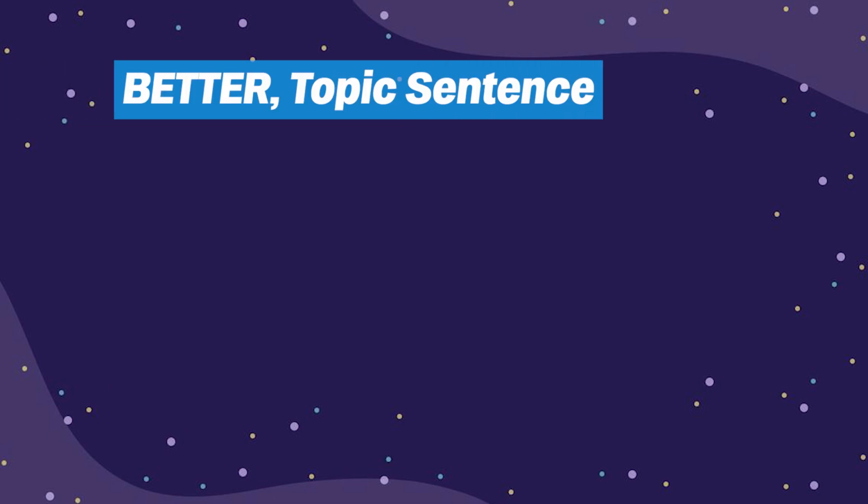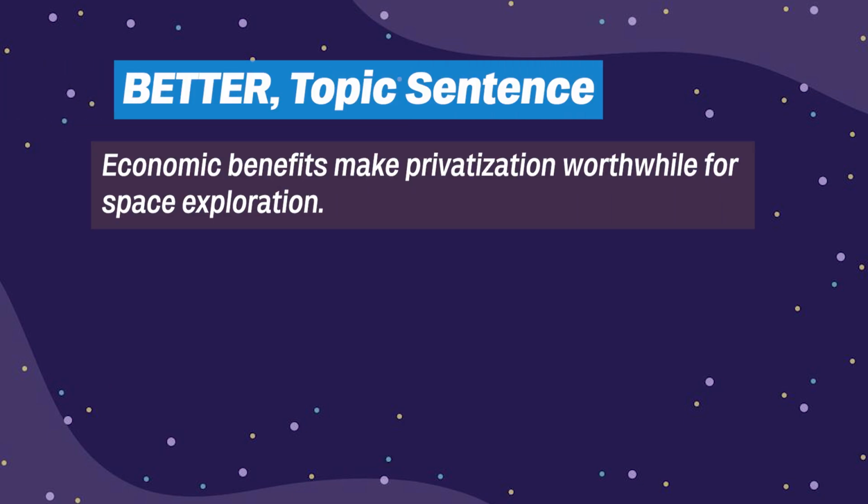Here's a better topic sentence. Economic benefits make privatization worthwhile for space exploration. This is better because it makes a claim. The reader can easily see how it connects to part of your thesis, and it takes a position. You can use evidence to support it, but it's basic and it doesn't show complexity.